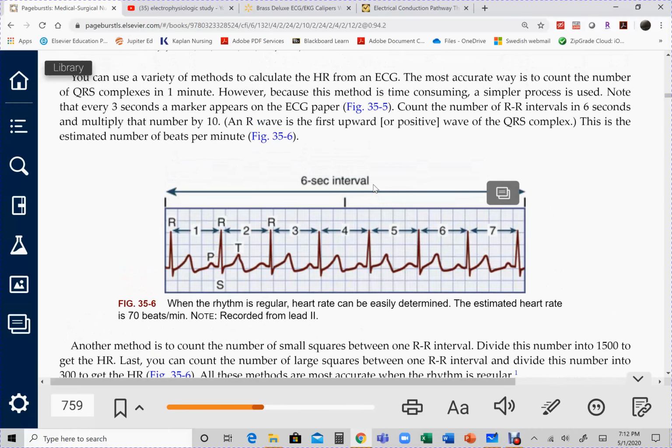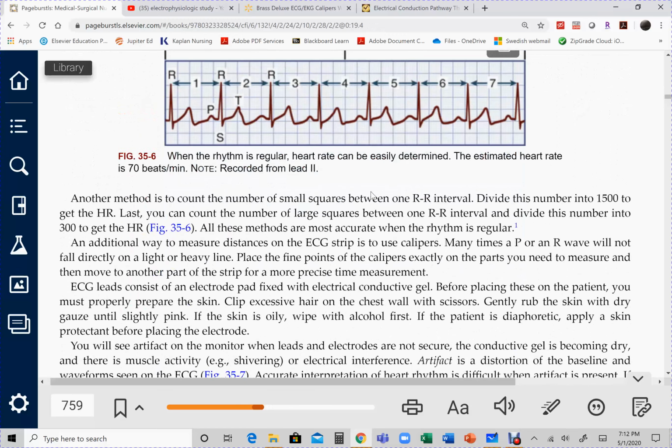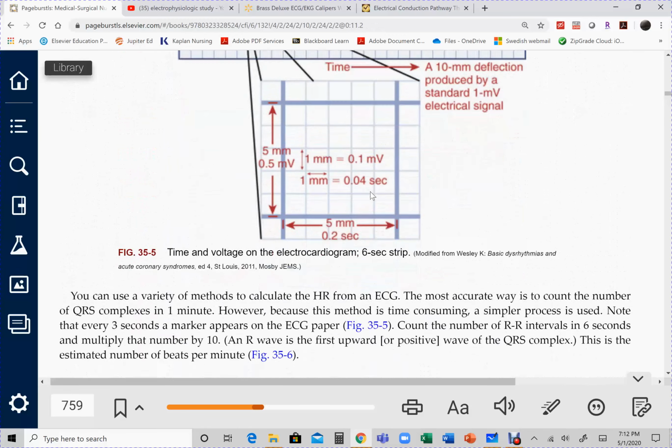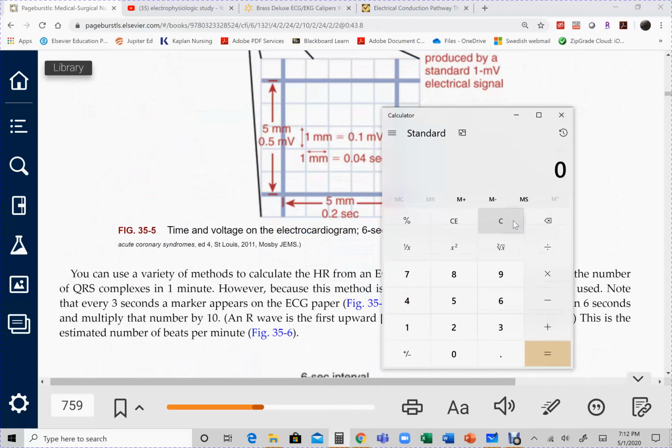So that's one way. Another way is to count the big blocks and the small blocks. Since each small block is 0.04 seconds, if we divide 60 seconds by 0.04 seconds, there are 1500 small blocks in 60 seconds. And if one big block is 0.2 seconds, we divide 60 by 0.2 seconds, there are 300 big blocks in 60 seconds, or in 1 minute.